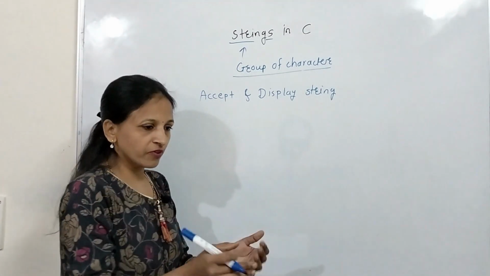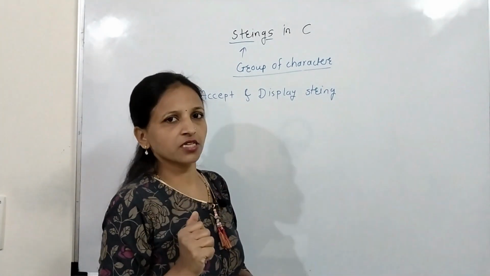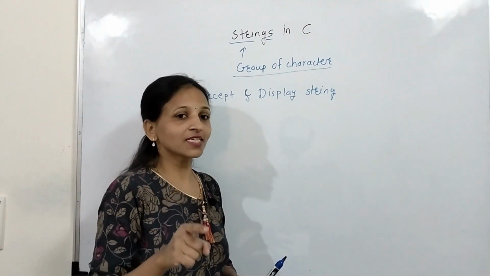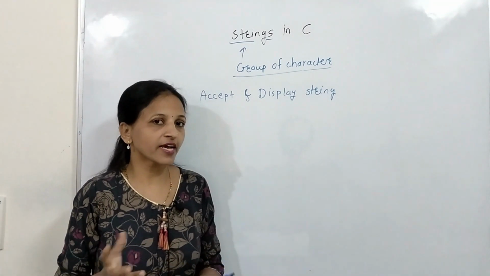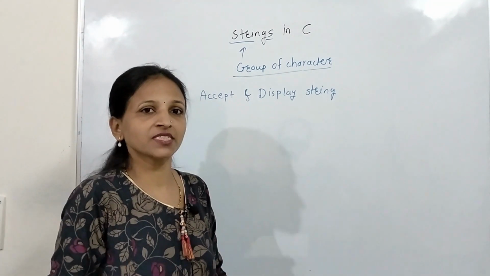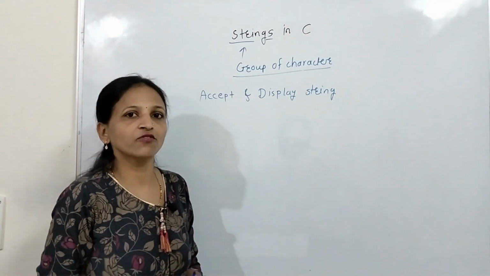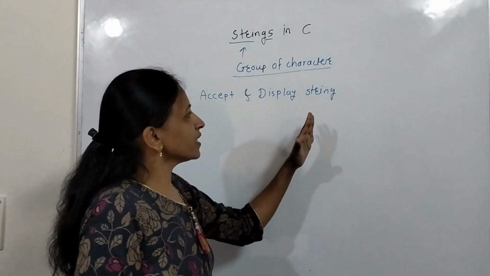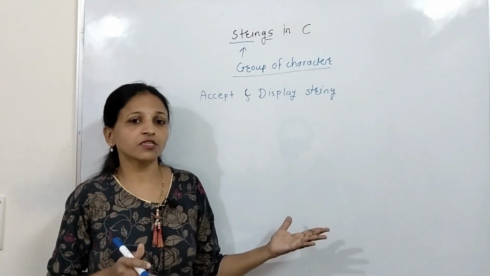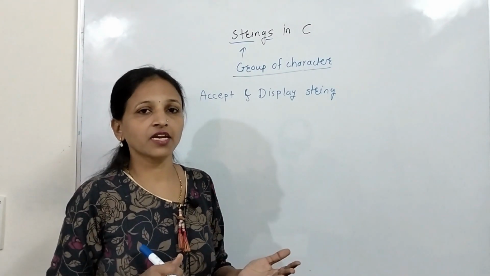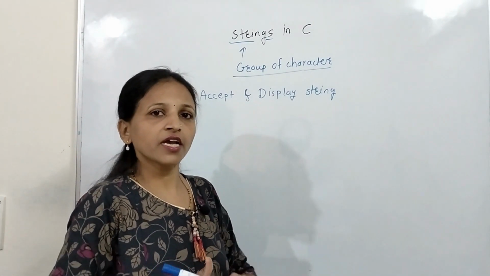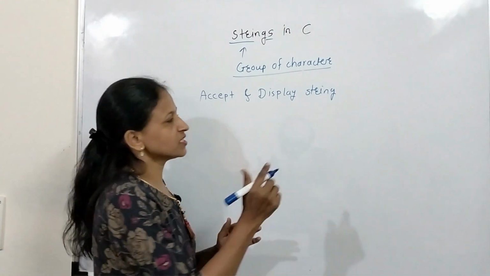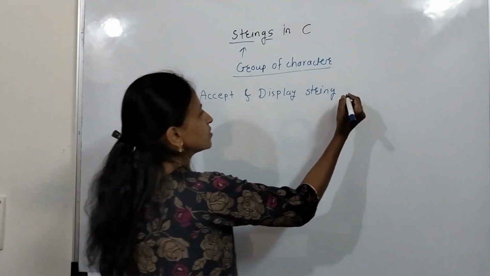functions. If we are accepting any integer, then which format specifier we use? %d format specifier. If we are accepting any character, then we have to use %c. For floating point value, we use %f. In the same way, for accepting any string or displaying any string with the help of printf and scanf, we have to use again format specifier, and that will be %s format specifier we have to use.